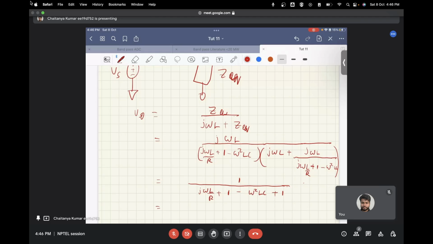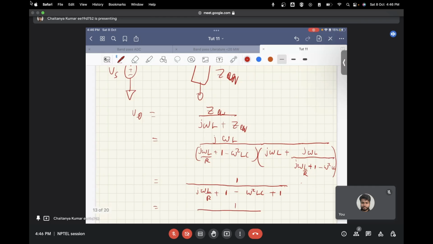So ultimately we get the equation of input and output voltage as minus omega square LC plus j omega L by R plus 1. Sorry, plus 2. Now, this can be written as 0.5 divided by minus omega square LC by 2 plus j omega L by 2R plus 1. Now let's see whether this time we have got this correct or not.